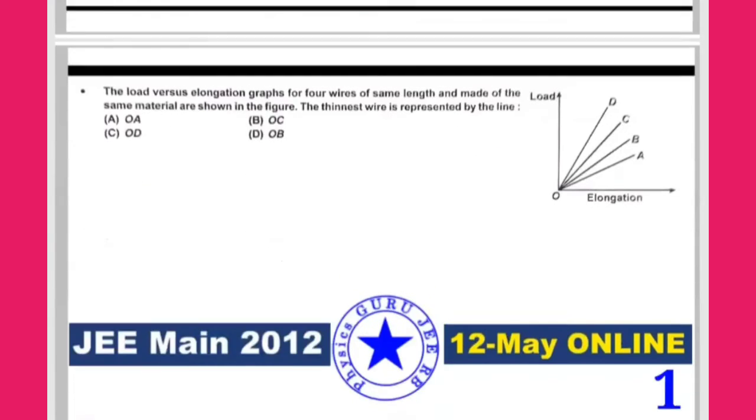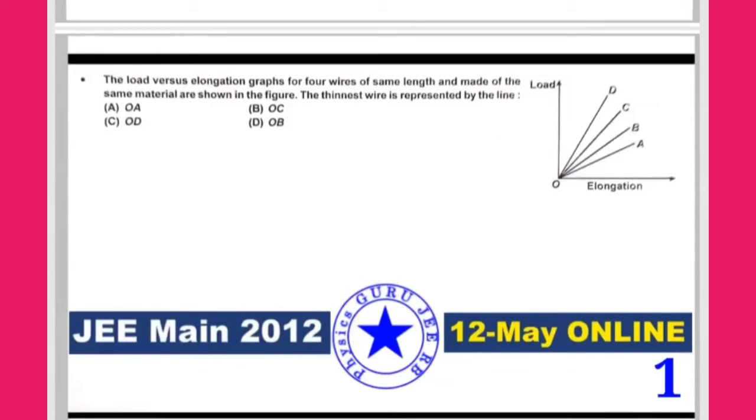Next, going to 2012. There are two questions in 2012, from the 12th May online exam. A graph is given, load versus elongation, for 4 wires of the same length and made up of the same material. Same material means one should understand that Young's modulus is the same. Then the thinnest wire is represented by, so load versus elongation.